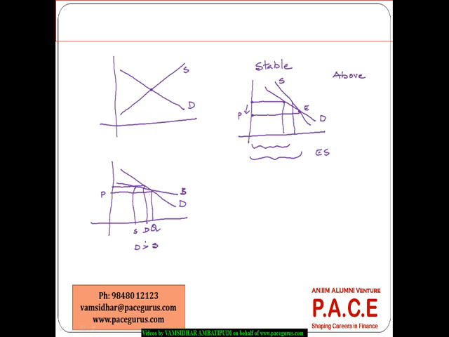Quantity demanded is more than the quantity supplied, which has resulted in the price actually increasing. So rather than the price falling, it results in a still further price increase, which means the price is not coming back to the equilibrium price. So this kind of equilibrium we call unstable, because an increase or decrease in price is not bringing the price back to the original equilibrium.